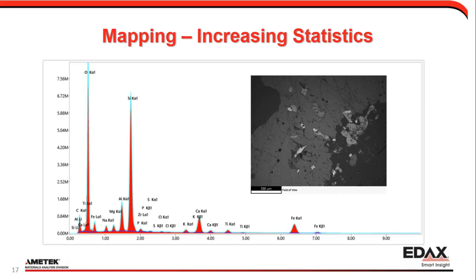We see here in the insert the backscatter image of the sample. The other benefit, besides just pretty pictures, is that there's a bunch of stuff going on in the sample. It's a ceramic, so our primary elements are oxygen and silicon. But then we have a bunch of other things in there.